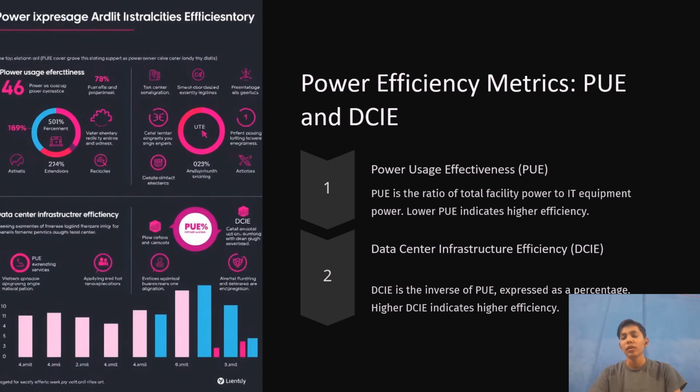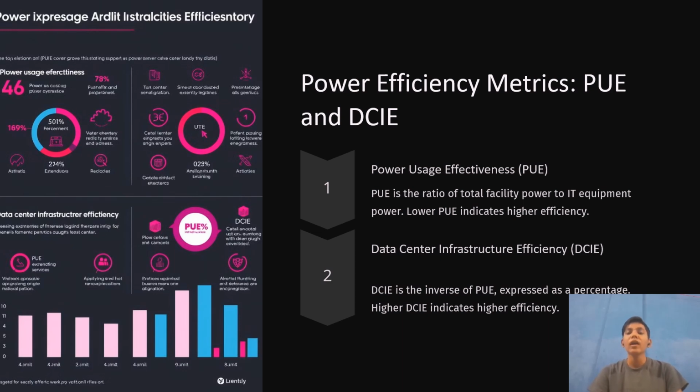Next, power efficiency metrics, PUE and DCiE. PUE is power usage effectiveness. PUE is the ratio of total facility power to IT equipment power. A lower PUE indicates higher efficiency. So what is PUE? PUE is the total facility power divided by IT equipment power. As the PUE decreases, the efficiency will be higher.